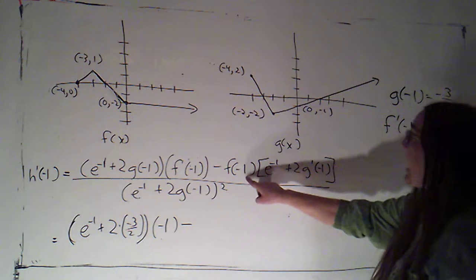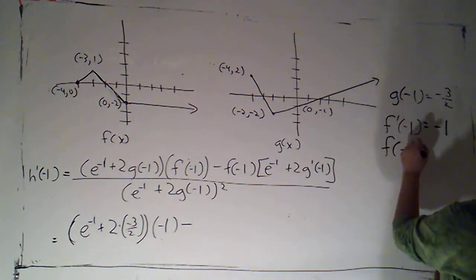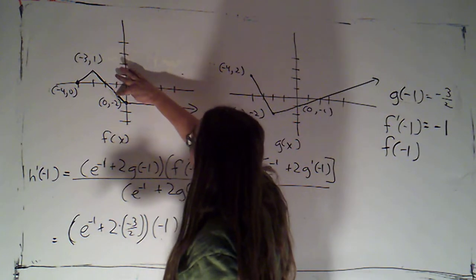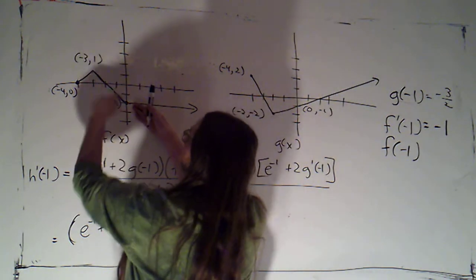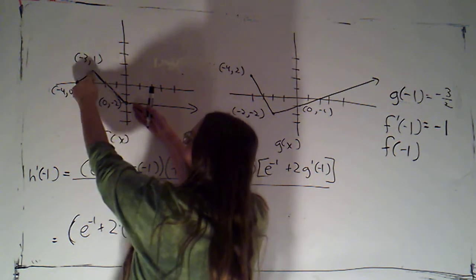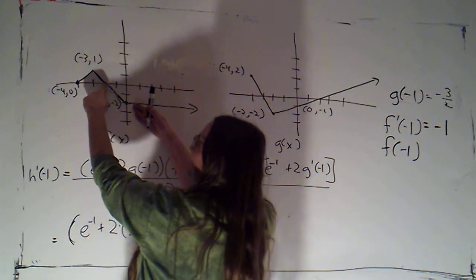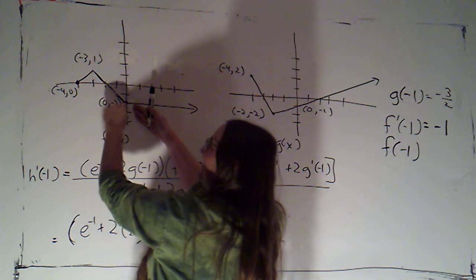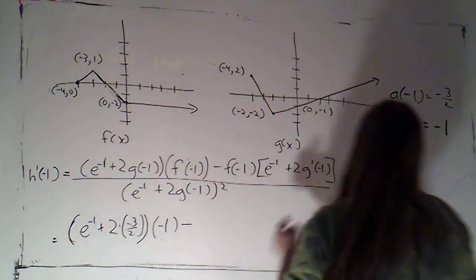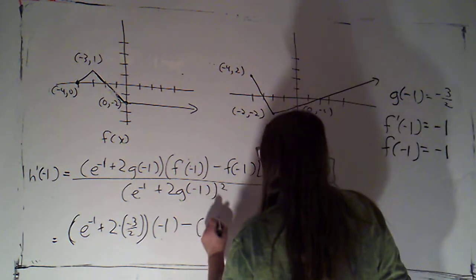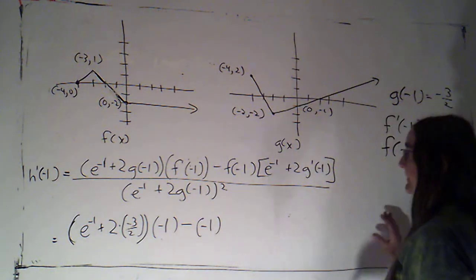Minus f of -1. So now I want the function value there. That's here at -1. And let's see, we said we were coming down 1 over 1. So by the time x is -2, we're at a height of 0. At -1, we're at a height of -1. And then at 0, we're at a height of -2. So f of -1 is also -1.